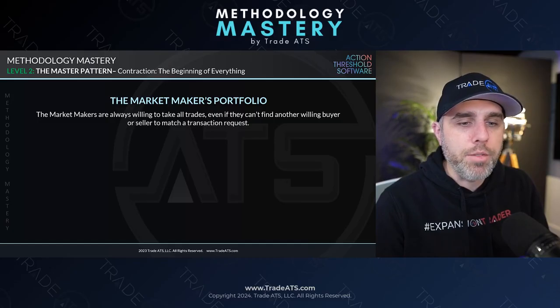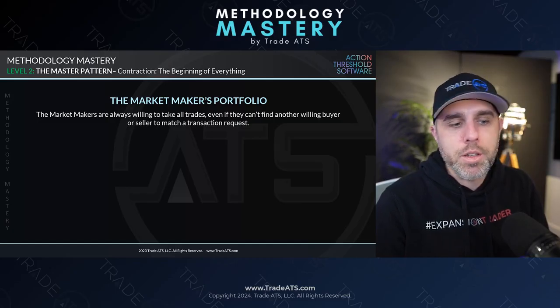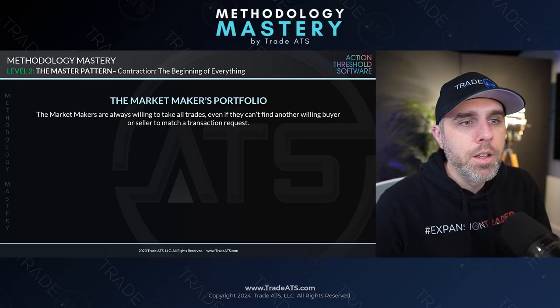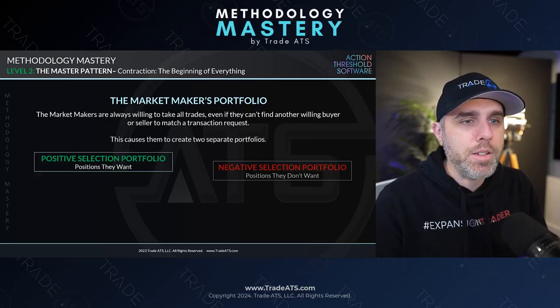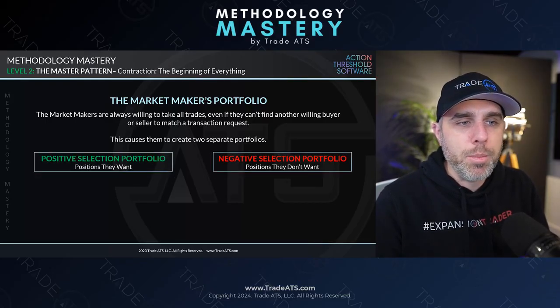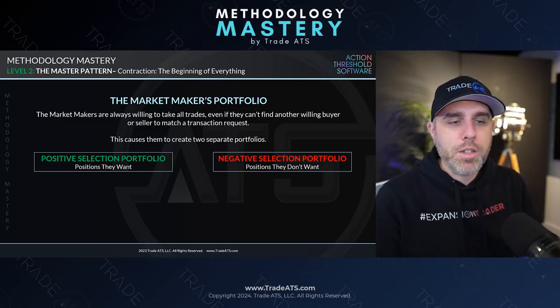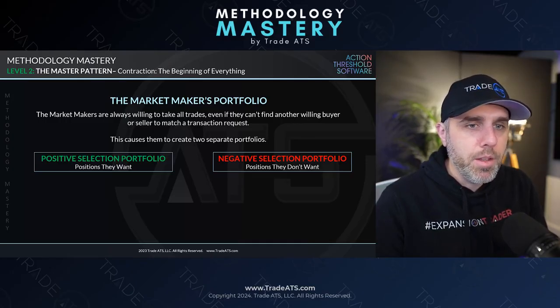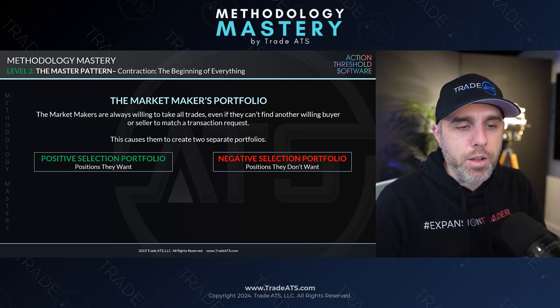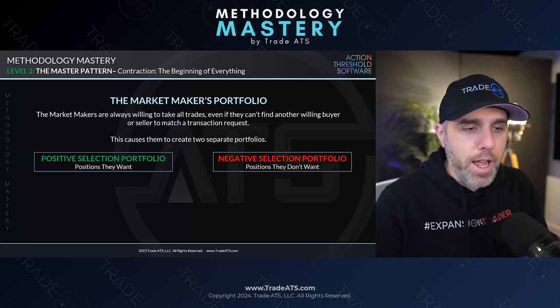We're all trying to make a profit on inventory or goods accumulated and then sold. So the market makers are always willing to take all trades, even if they can't find another willing buyer or seller to match a transaction request. This causes them to create 2 separate portfolios. We call these the positive selection portfolio, which is positions that they want to have, positions that they think they're actually going to make money on. And then they have their negative selection portfolio, which is positions that they do not want to have. This is the nature of doing their business.